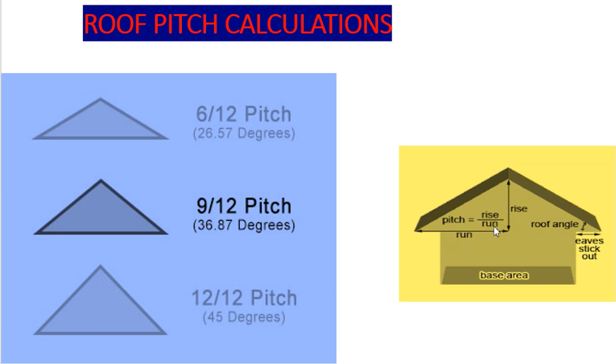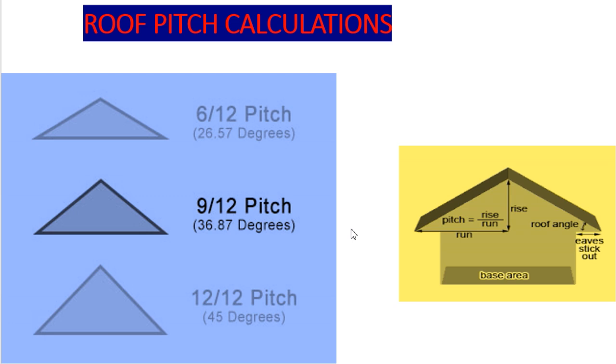Now, for us to get the pitch, we need the rise and the run. So pitch is rise over run. What it means is that for every horizontal distance that you go, you must also go a certain vertical. If you go up 4, you must go horizontal a certain figure. So in this case, we are going to look at the few examples that we have.